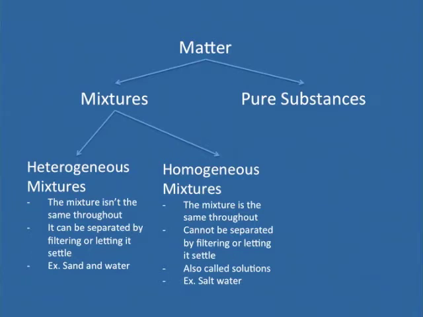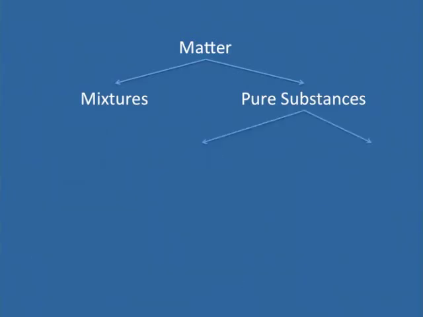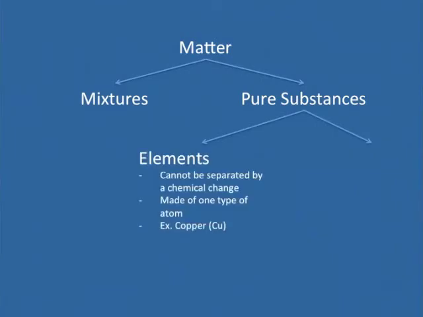Now let's talk about pure substances. There are 2 kinds of those. The first kind is called elements. These are pure substances that cannot be separated by a chemical change. They're made of one type of atom all the way through. For example, copper, if it's pure, is made of only copper atoms. They're not bonded together or anything, so you can't separate copper into anything smaller than copper by doing any kind of chemical change.